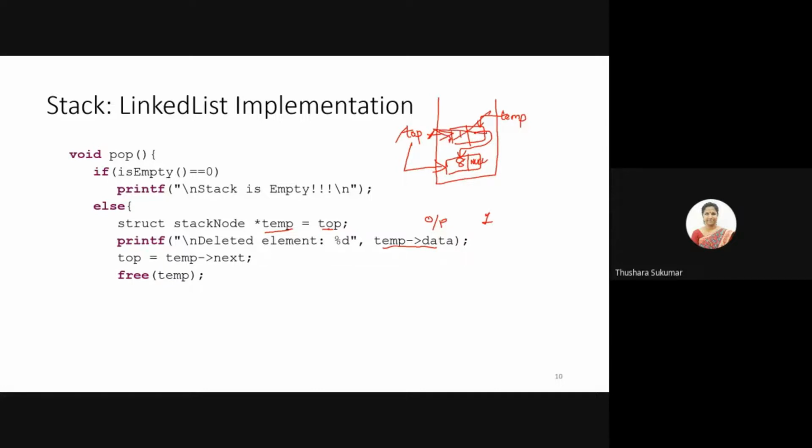This node is deleted from the stack. So now top is 8. And this process is repeated. Again checking whether the stack is empty. It is not. Again temp is equal to top, and 8 is displayed onto the screen. And then top is equal to temp next. Temp next is null, so top becomes null, then free temp. So this node 8 also will be deleted. And again checking whether the stack is empty or not. If the stack is now empty, it will display that the stack is empty. This is how the pop operation is performed.